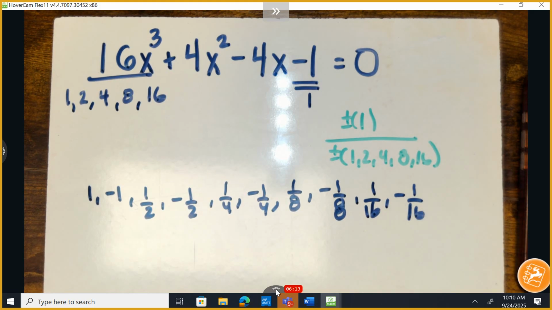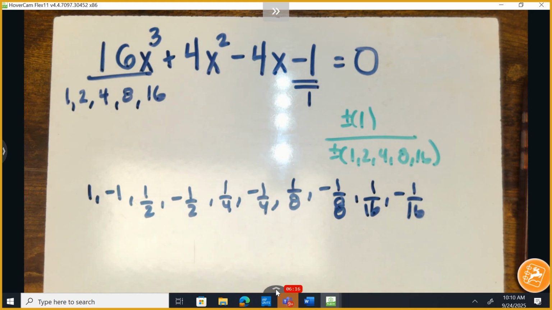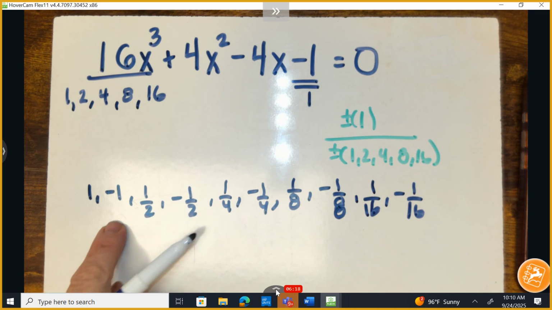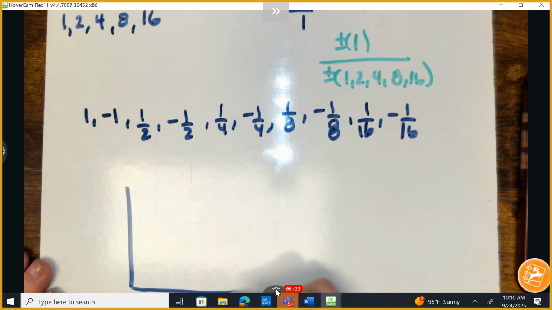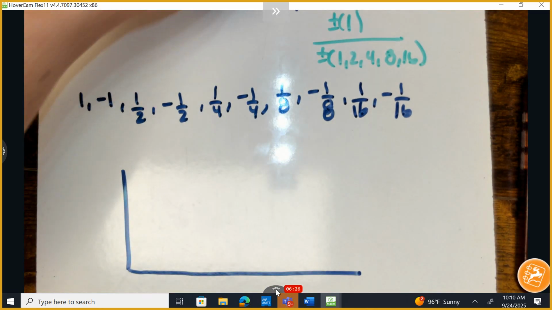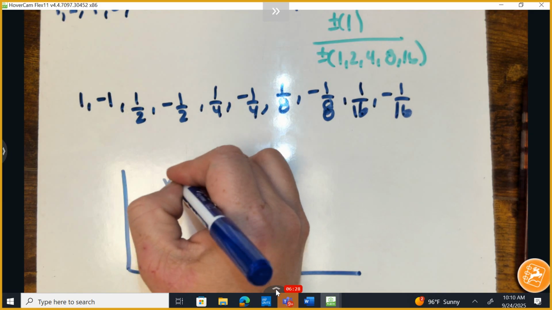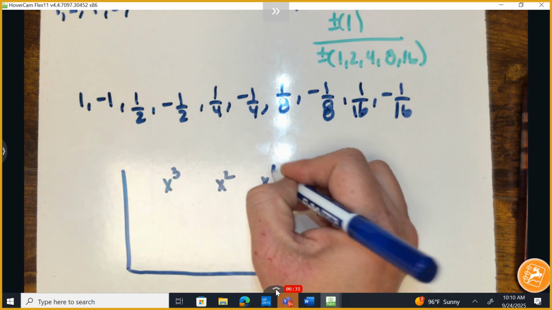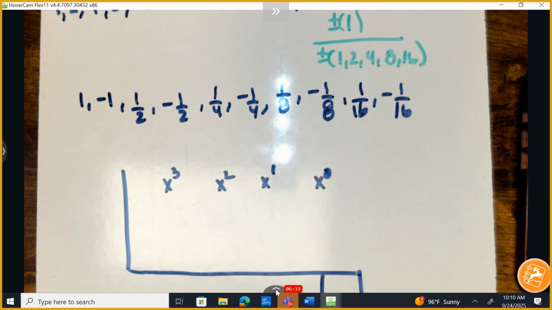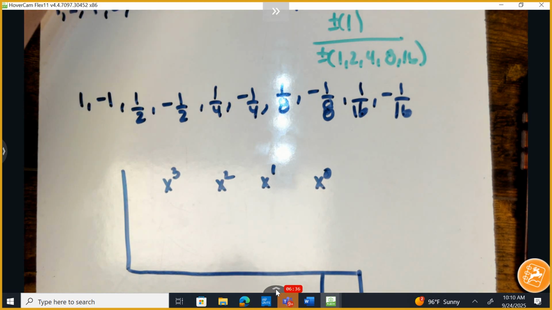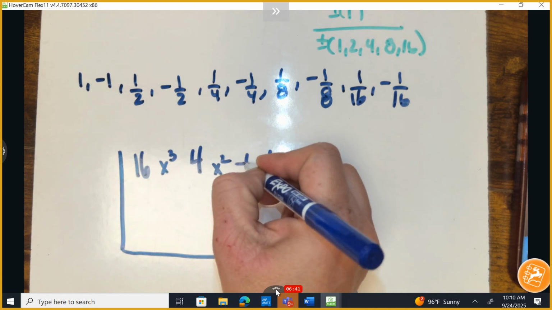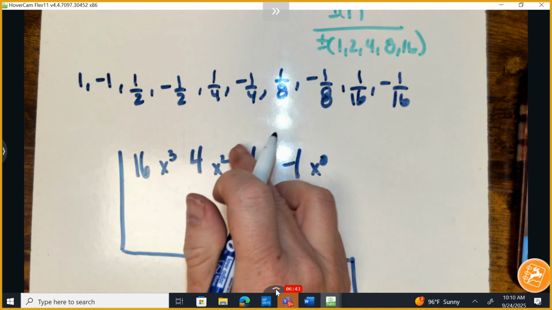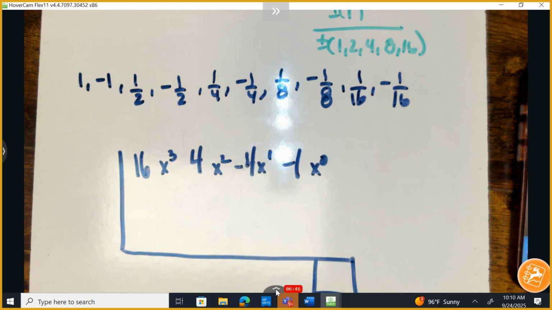Now, when I dive into using synthetic division as a tool to solve, I'm always going to first test the integers. I'm going to make it easier on myself. So let's make this upside down division box. This is degree 3, so I have 3, 2, 1, and 0. And I'm looking to see what has a remainder of 0. All right, let's put in now the coefficients, 16, 4, negative 4, and negative 1. I'm going to start by testing 1.